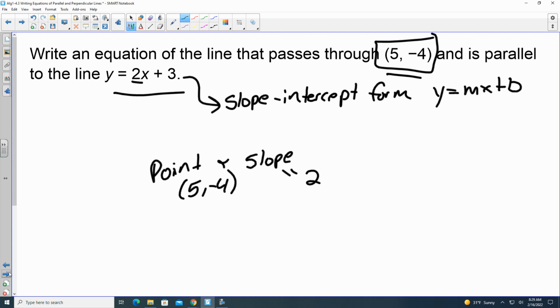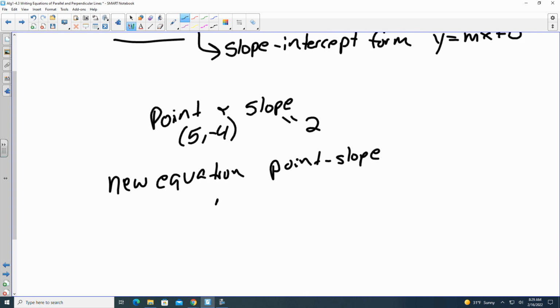Since we have a point and a slope, in order to write a new equation, we are going to use point-slope form first to figure out what the equation is. Remembering this is y minus y1 is equal to m times the quantity of x minus x1. This is my x1, this is my y1, and this is my m.